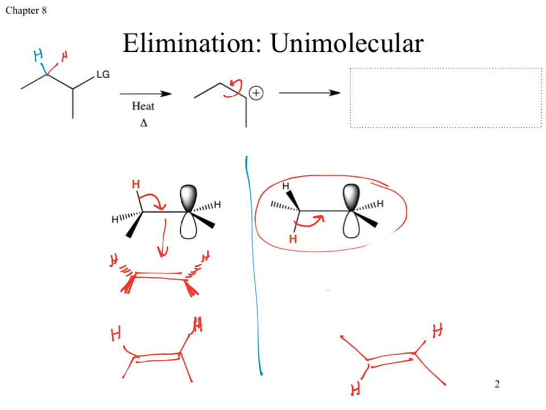All right, does everybody understand what she asked? What she's saying is, can't we just look at the product and say that we should get trans? Why would we expect trans to be lower in energy? We took our two largest groups and we put them as far away from each other as possible. That should make them lower in energy. That explanation assumes you have the product. If you don't have the product yet, you can't use the product as your answer.